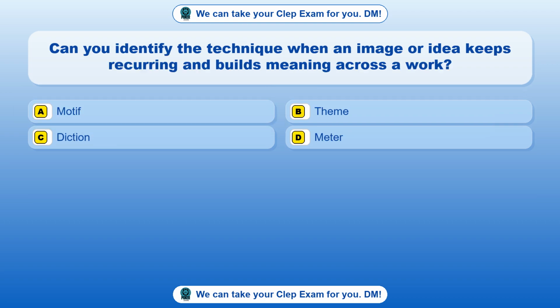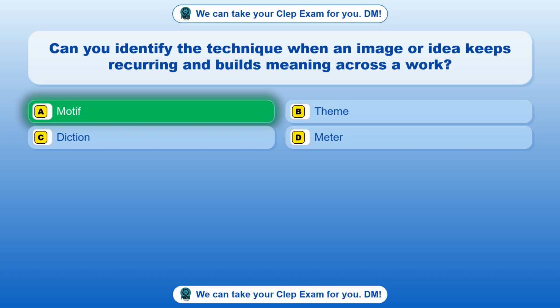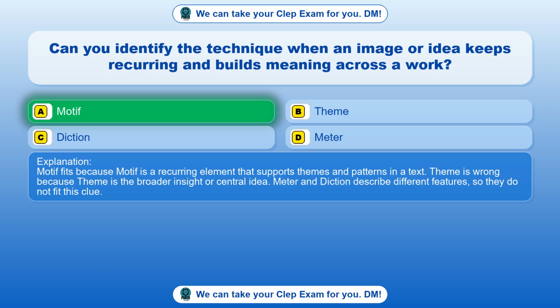Question 100. Can you identify the technique when an image or idea keeps recurring and builds meaning across a work? Option A. Motif. Option B. Theme. Option C. Diction. Option D. Meter. The correct answer is option A. Motif. Motif fits because motif is a recurring element that supports themes and patterns in a text.